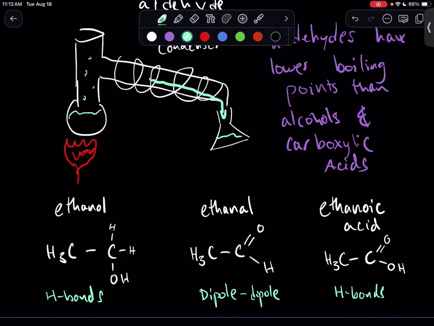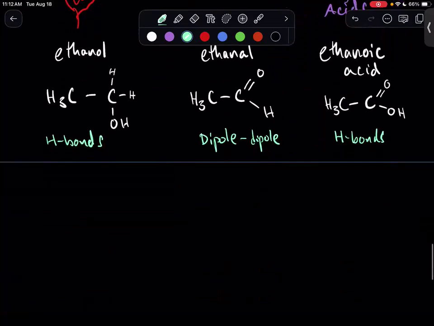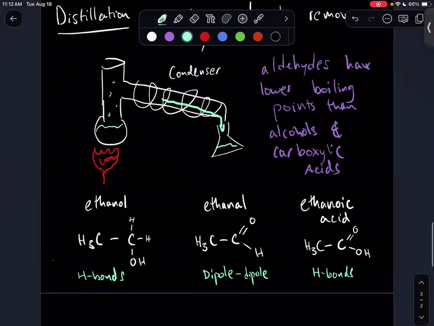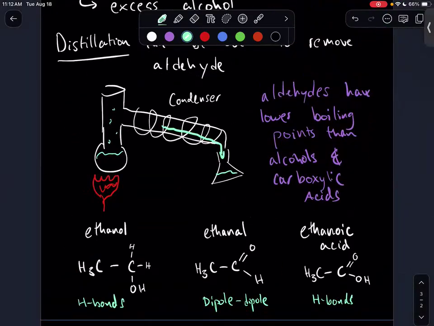Furthermore, if we're even looking at London dispersion forces, it also has the lowest amount of electrons, the lowest molar mass. So it's also going to have the least London dispersion forces as well. So the aldehyde will very clearly be the first to vaporize. It has the highest volatility and therefore will be easily removed via distillation. So that's how we go ahead and get our aldehyde.